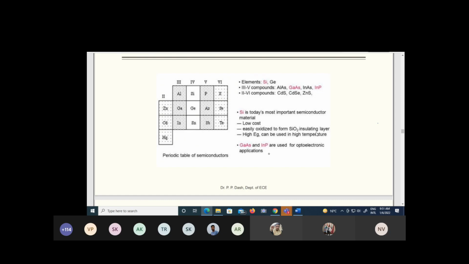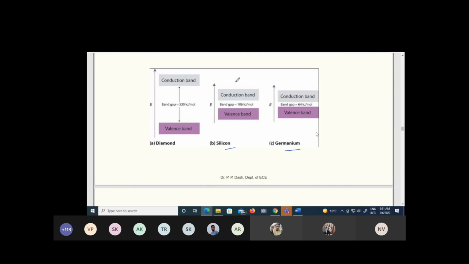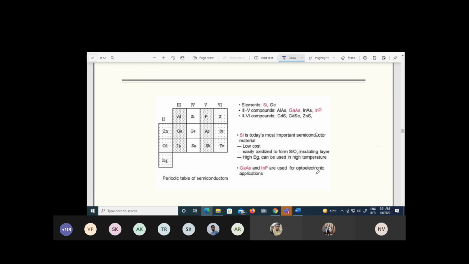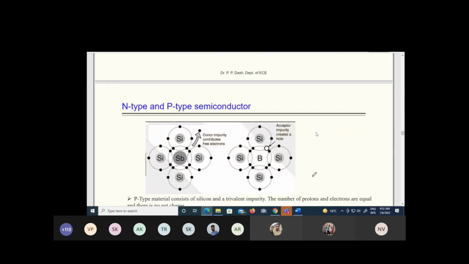So what is the reason why silicon is mostly used? You can see here, it has very low cost and it is easily oxidized to form a silicon dioxide layer, which can be used as an insulating layer. Also, if you compare silicon and germanium, the band gap in silicon is a little bit more than germanium, so it can be used in high temperature also. So there are various advantages of silicon, and it is mostly used as a semiconductor material.